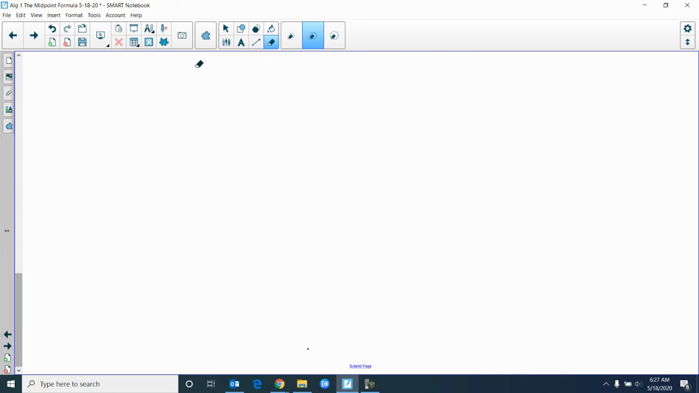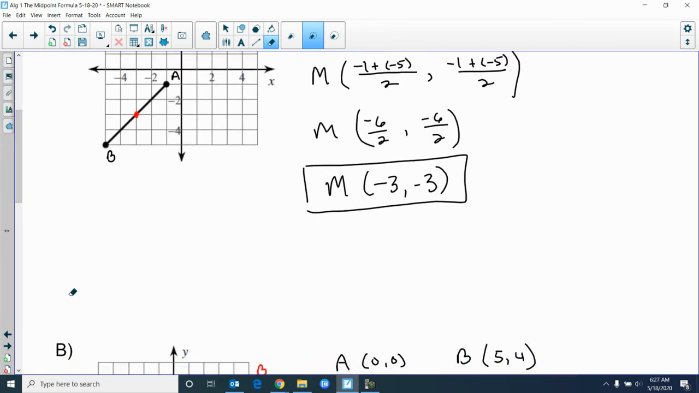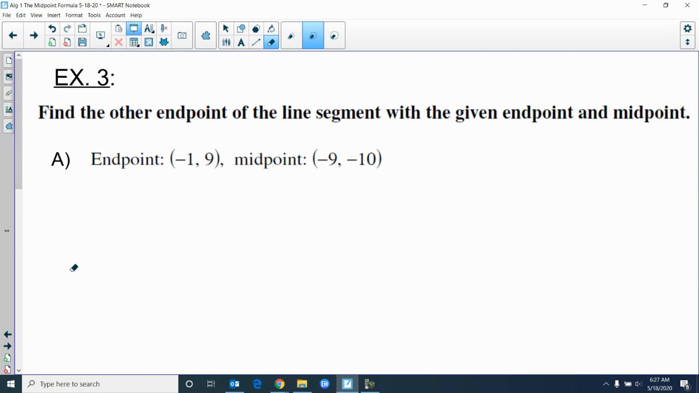Okay, so that's dealing with the given graph. You've got to take the midpoints off and then list the midpoint. Now, make sure you read the directions here. Make sure you read the directions. It says find the other endpoint of the line segment with the given endpoint and the given midpoint. So we can't just average these together. I know the midpoint is right here. This is one endpoint.